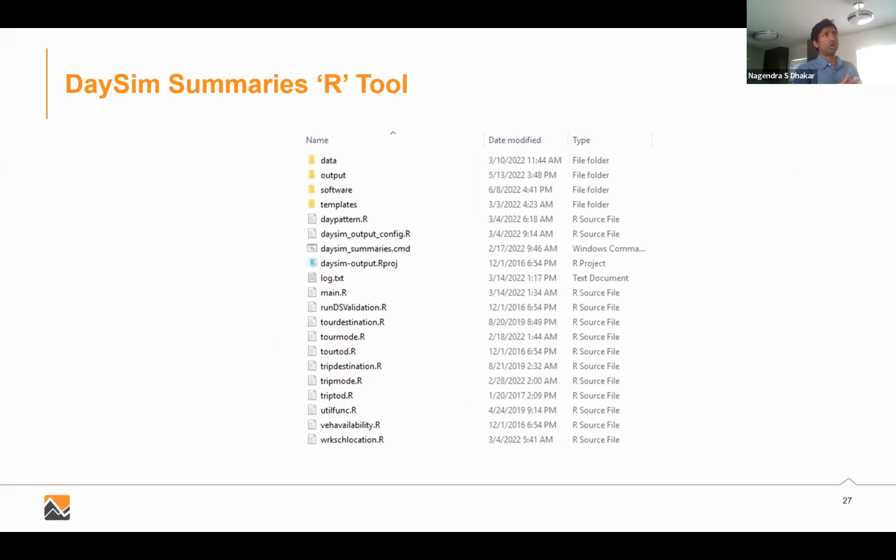So to go deeper into these 3 different files we have, one is the R tool, which we use to generate DaySim summaries. This is how it typically looks. Here the different components include the observed data, which is typically a household travel survey. And the second is the software, which is the R executable, because we are using all R scripts. So we already include that software as part of this DaySim summaries tool, so that you don't need to separately install it.